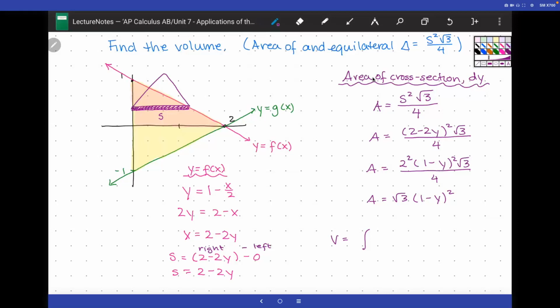Alrighty, so what are my limits of integration going to be? I think I heard it over here. Rena? 0 to 1. Yeah. Remember, it's a dy problem, so make sure you're looking on the y-axis. 0 to 1.